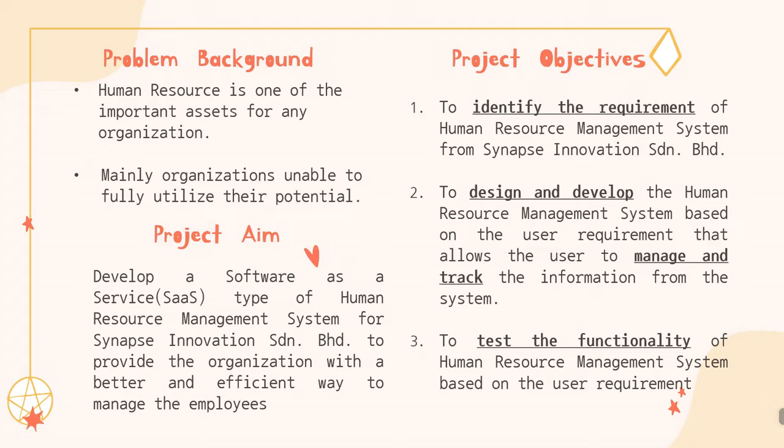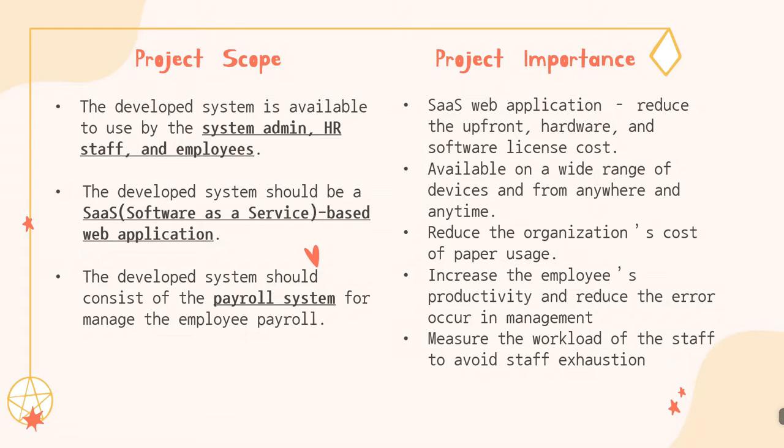Then, the project objectives are to identify the requirements of the human resource management system from the CNET company. Besides, to design and develop the human resource management system based on the user requirements that allow the users to manage and track the information from the system, and to test the functionality of the human resource management system based on the user requirements.